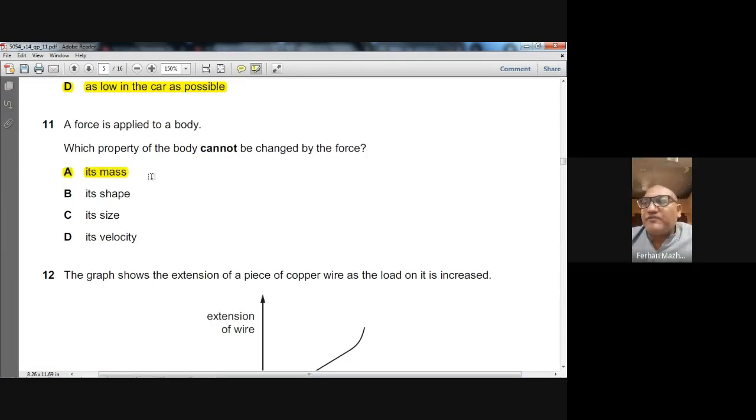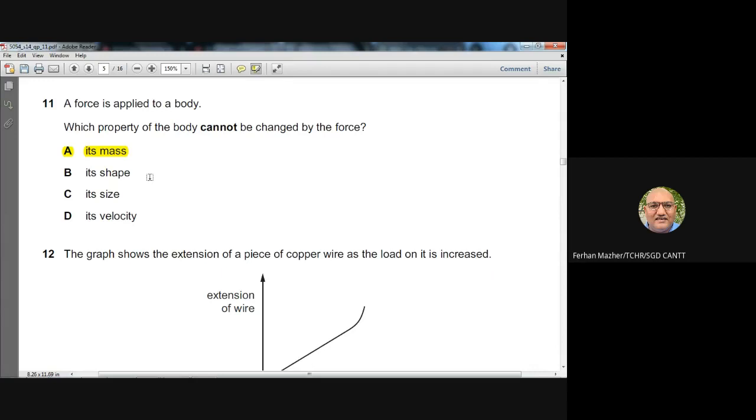So A is the option. Its shape you can change by applying force. Its size you can change by applying force. Its velocity you can change by applying force. So A is the option. The mass cannot be changed by applying force.